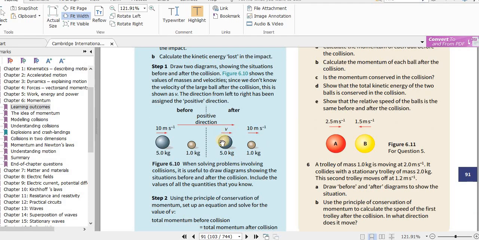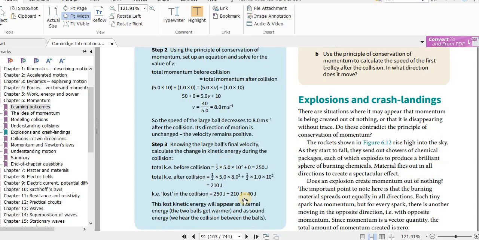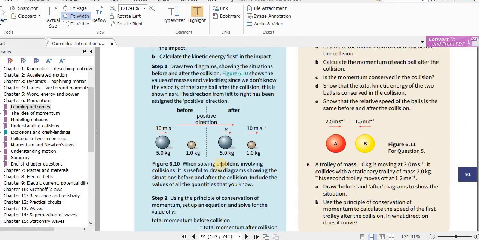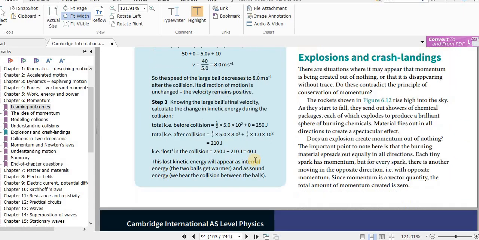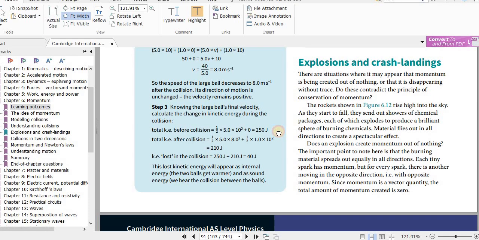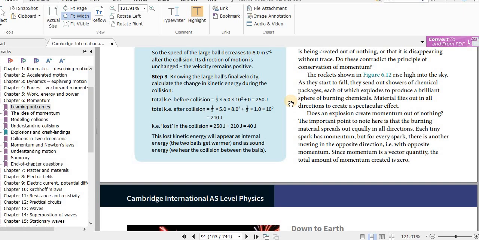Then here also we can find the kinetic energy because we know v. So half mv squared plus half mv squared. So we get this. Now here you can see this is 210. In the beginning we had 250 joules of energy. So what happened to that 40 joules? It is the kinetic energy lost in the collision. This lost kinetic energy will appear as internal energy. The two balls get warmer, and as sound energy we hear the collision between the balls.